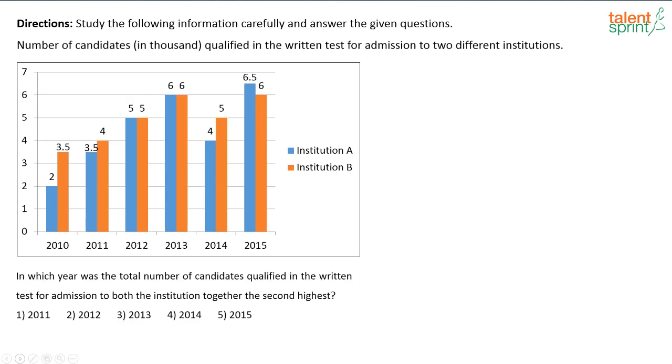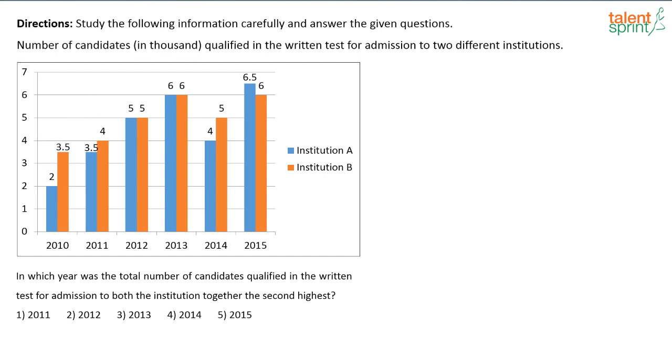Study the following information carefully and answer the questions. The number of candidates qualified in the written test for admission to 2 different institutions, institution A and institution B, over different years is given here. So based on that, questions are asked. The only thing that you have to keep in mind is that the number of candidates given here is in terms of thousands. So if it is 3.5, it is nothing but 3,500 students. If it is 2, it means 2,000 students, right?